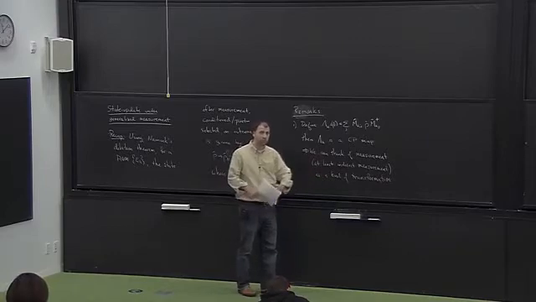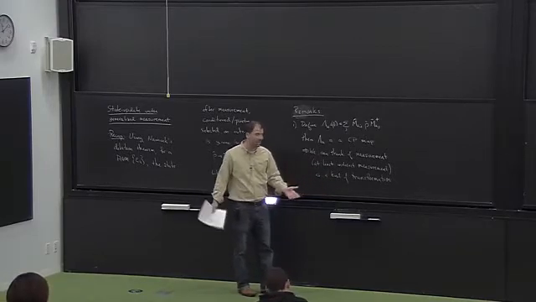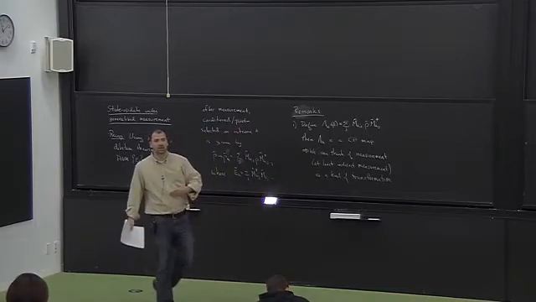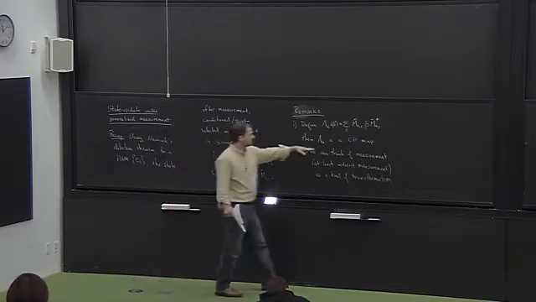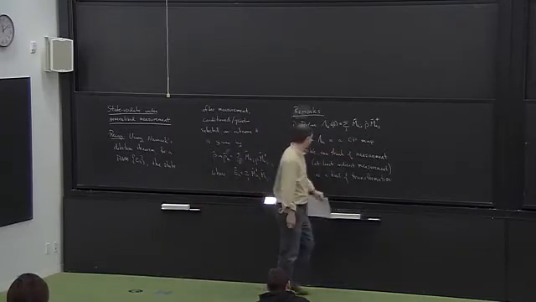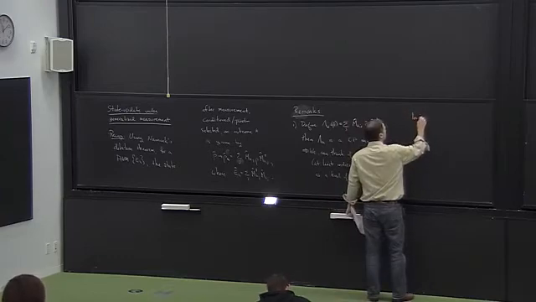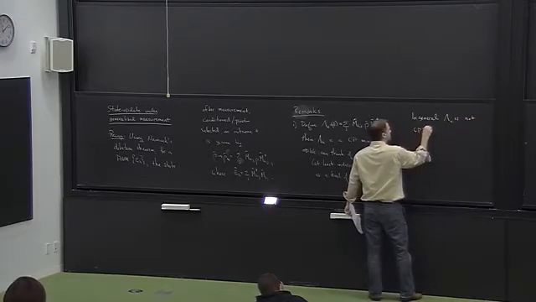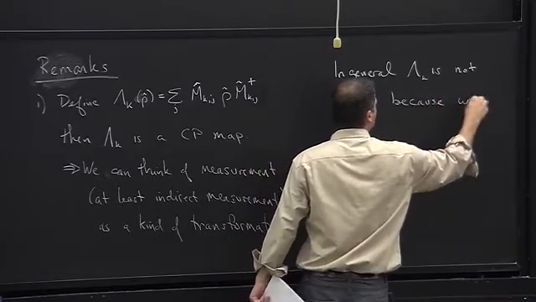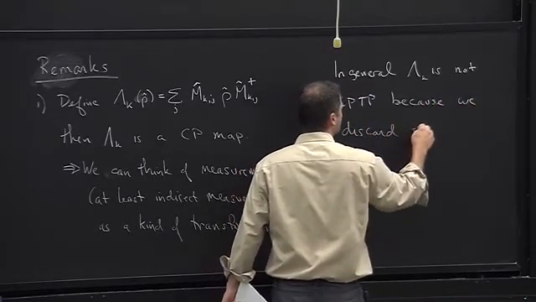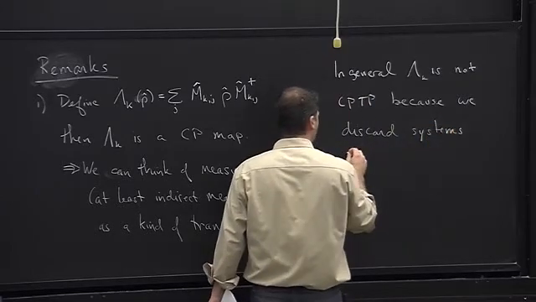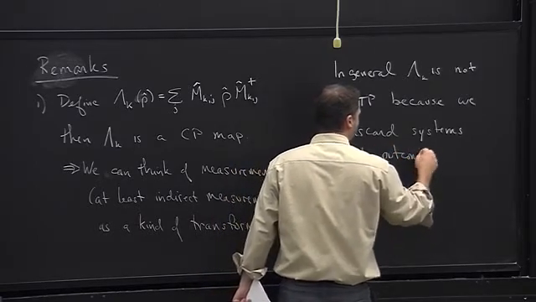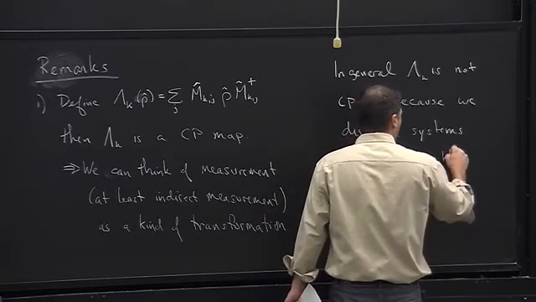The outcomes are random. We can't control which outcome K we get. That's part of the randomness of quantum mechanics. So then we condition on a particular outcome, which means we throw away all systems exiting the box that didn't give us that outcome. And that's why we lose normalization. That's why this is not a CP-TP map. So in general, lambda K is not CP-TP because we discard systems with outcomes K prime not equal to K.